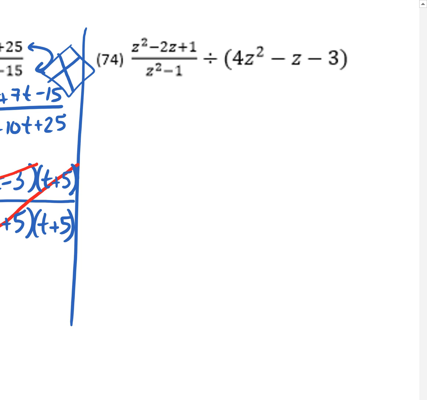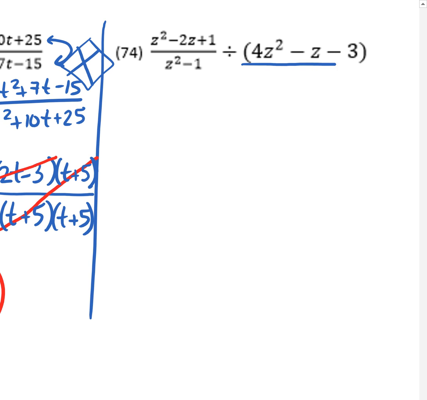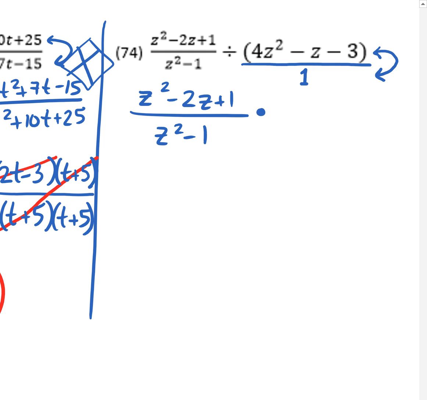This one looks a little scary, but just remember, even though the second expression is not a fraction or a rational expression, you can easily make it one. Remember, you can make anything a fraction by putting it over 1. Now that it's over 1, we know how to flip it and multiply. Since it's division, just like the last one, we're going to flip the second one upside down and multiply, keeping the first one the same.